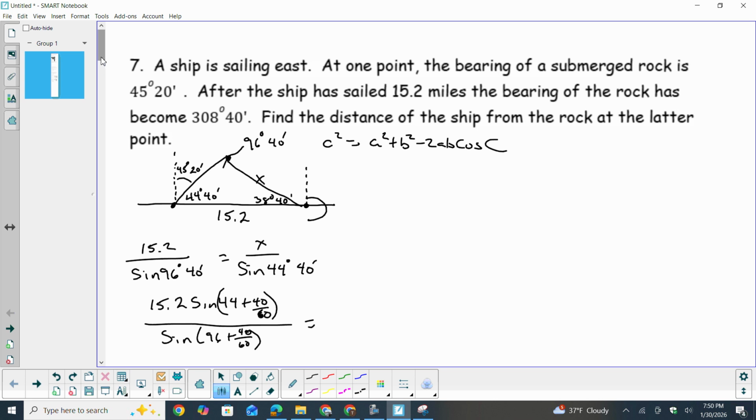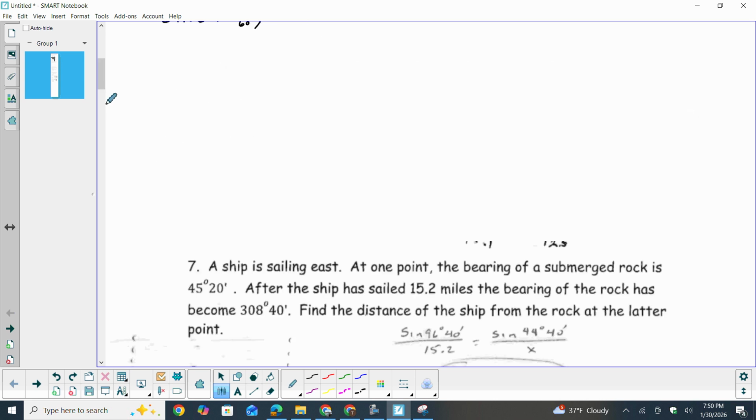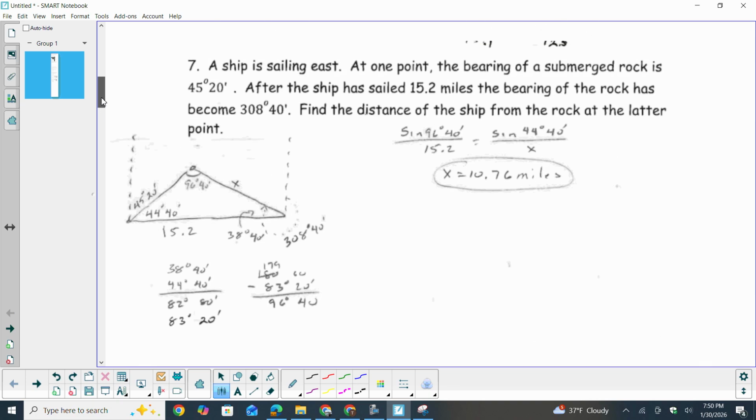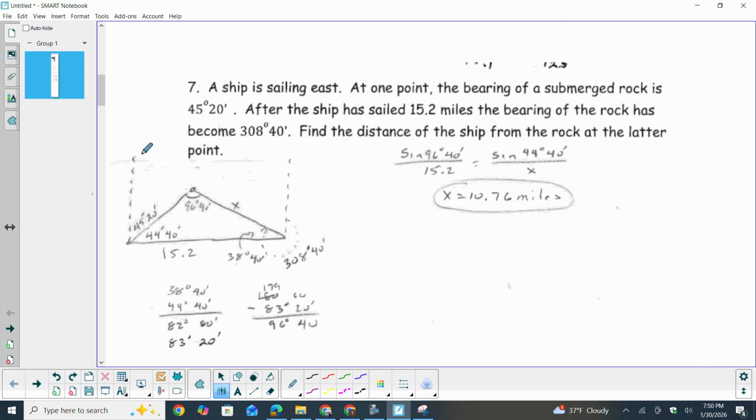I'm going to cheat. The answer to that should be 10.76, 10.76 miles. Okay, so there's the work that I did on paper and on the answer key.